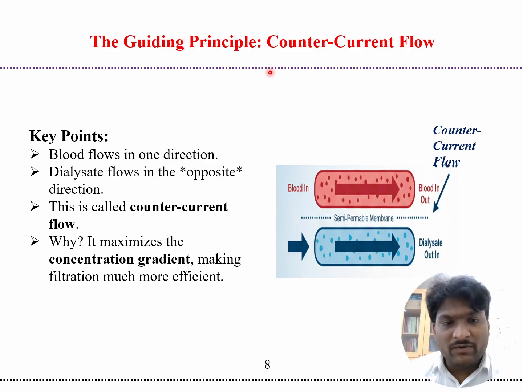The main guiding principle here is counter-current flow. The blood flows in one direction and the dialysate flows in the opposite direction. This is called counter-current flow. Why? It maintains the concentration gradient, making the filter much more efficient. This is the most important filtration process in hemodialysis.